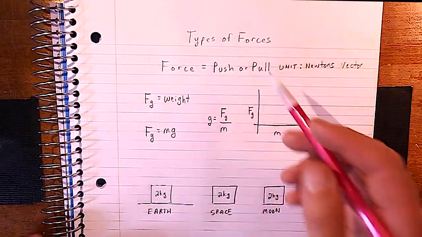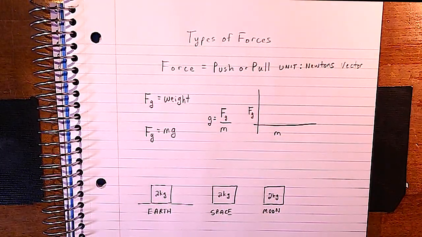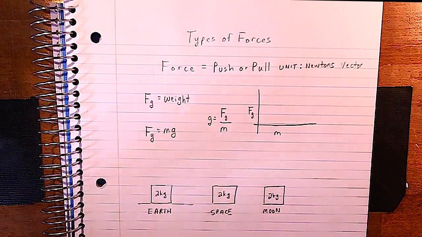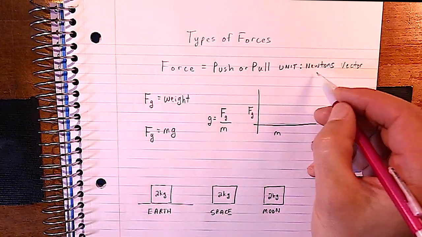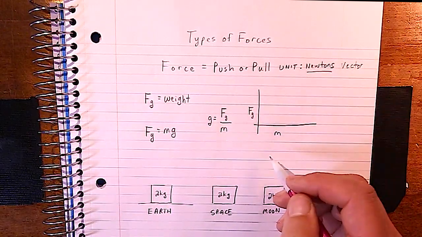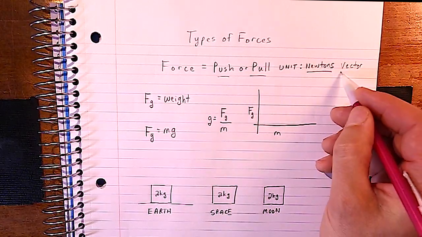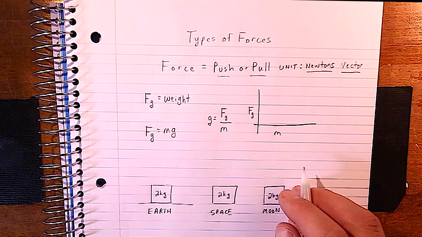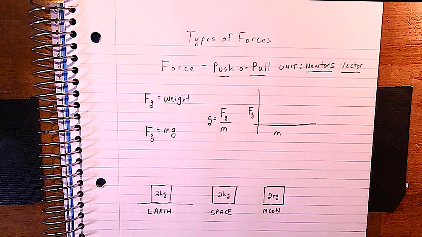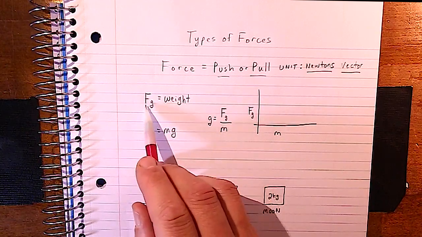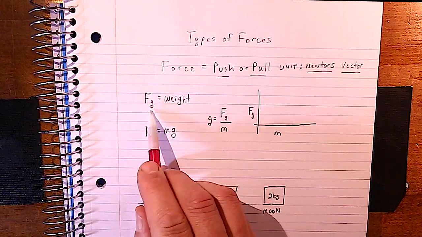There are different types of forces, and if we're going to generally define a force, it is nothing more than a push or a pull. I've been mentioning the unit newton. All forces are measured in newtons, and because pushes and pulls are in a direction, all forces are vectors. One of the most important types of forces to know about is weight. Technically, this is the force of gravity.